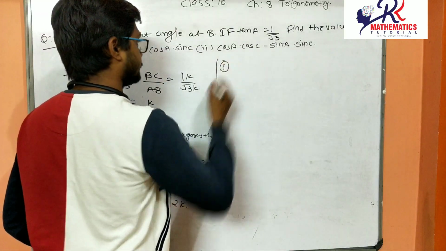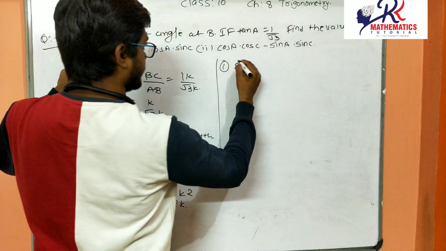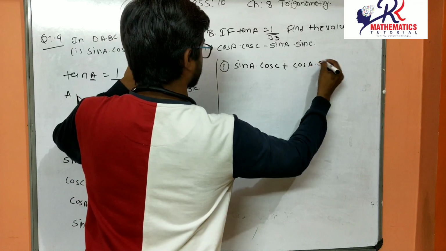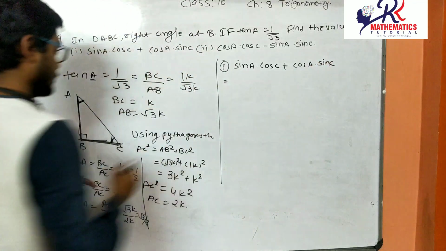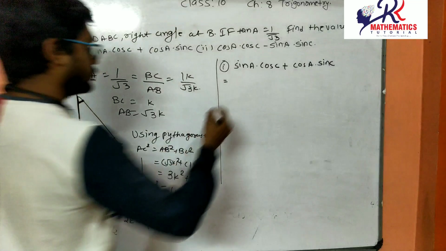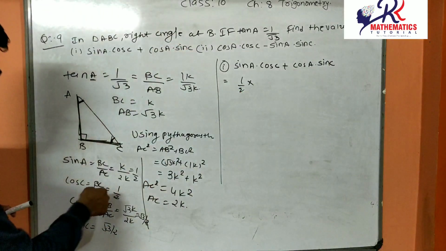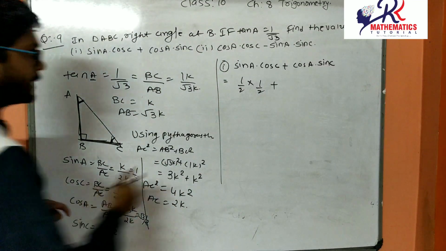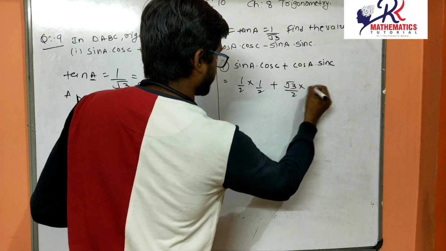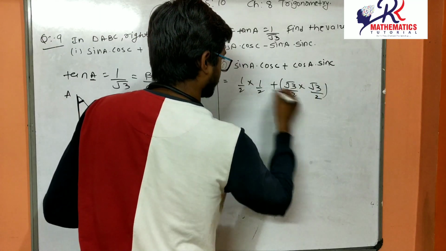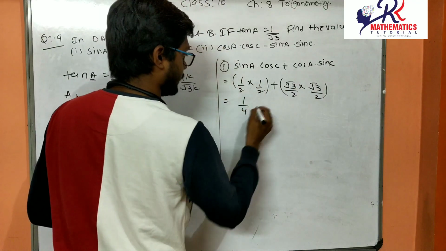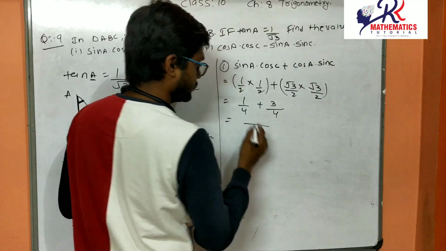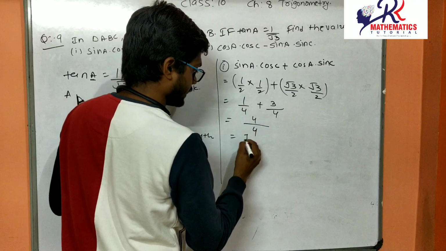Now the first case is given: sin A into cos C plus cos A into sin C. So the value of sin A is 1 by 2, whereas the value of cos C is also 1 by 2, plus the value of cos A is root 3 by 2, and the value of sin C is root 3 by 2. So 1 by 2 into 1 by 2 is 1 by 4, root 3 into root 3 is 3, and 2 into 2 is 4. So here we take LCM. So 1 plus 3 is 4. So our answer is 1.